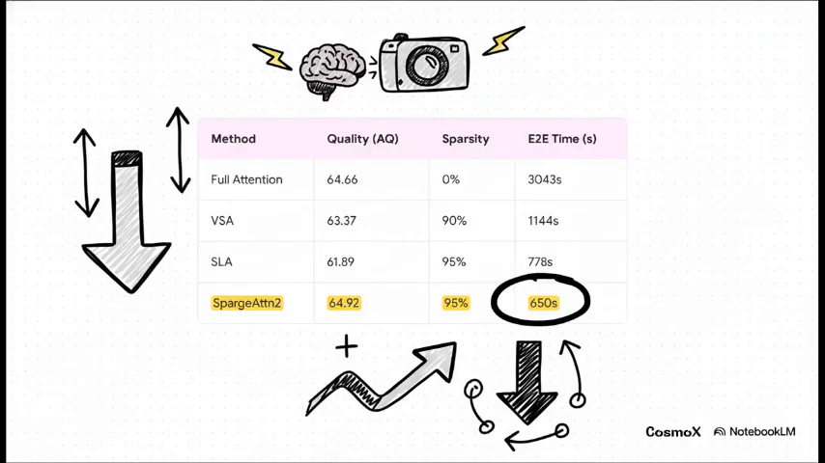But this table right here tells the whole story. Look at the other methods, VSA and SLA. Sure, they get to high sparsity, but look at their quality scores. They drop. Now look at SpargeAttention2. It hits that same 95% sparsity, but its quality score is 64.92, which is actually a tiny bit higher than the original full attention model. And the generation time? It plummets from over 3,000 seconds to just 650. It's faster, and the quality is just as good, if not better.